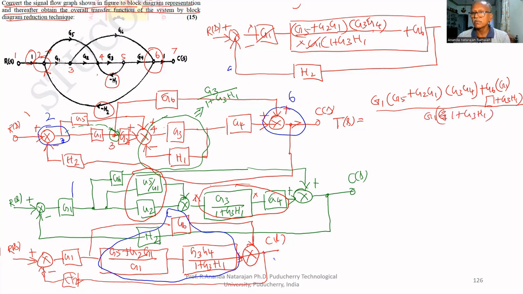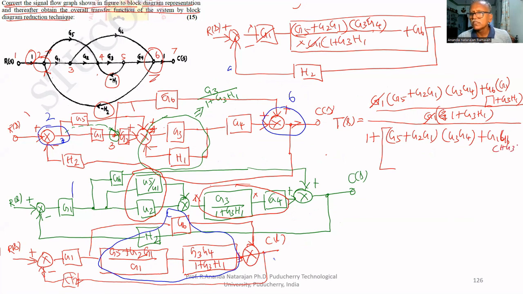1 plus G3 H1. Now we can cancel G1 divided by whole divided by 1 plus, here G1 getting cancelled. 1 plus numerator we have to write as G5 plus G2 G1 multiplied by G3 G4 plus G1 G6 multiplied by 1 plus G3 H1, whole divided by 1 plus G3 H1, multiplied by H2. So this and this getting cancelled.